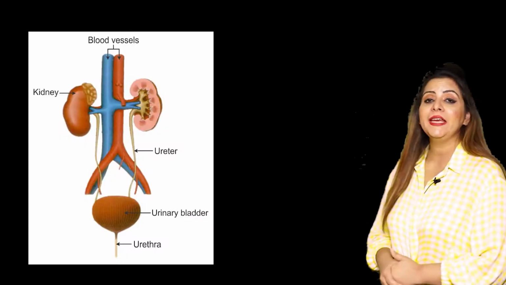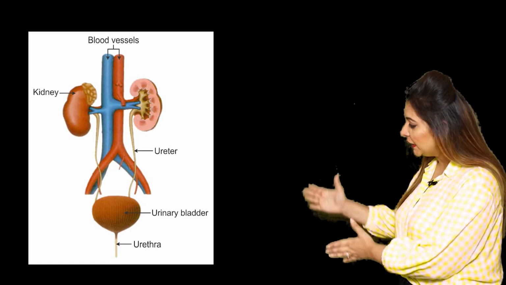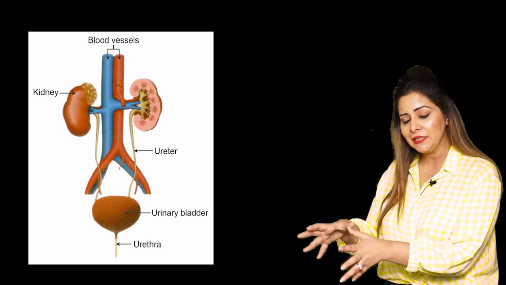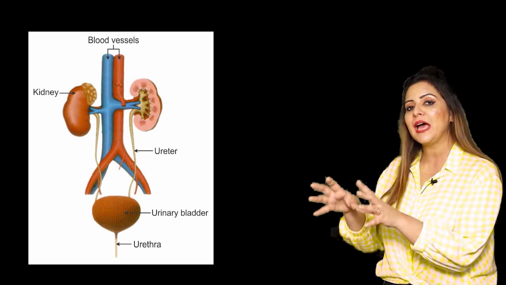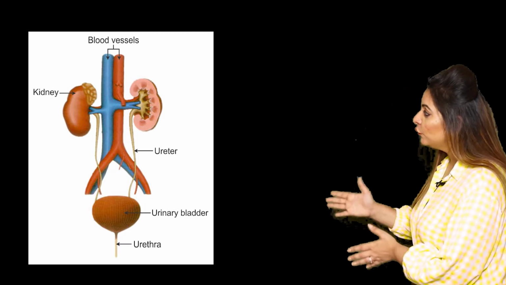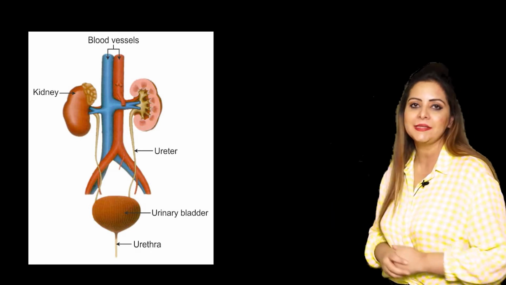Now let's move on to another topic, that is the excretory system in human beings. So this is how the excretory system looks like. So this is the complete system. As you know that every organ system possesses organs. Organs are made up of tissues and tissues are made up of cells. So likewise, in this case, we have a complete system which comprises organs, tissues and cells.